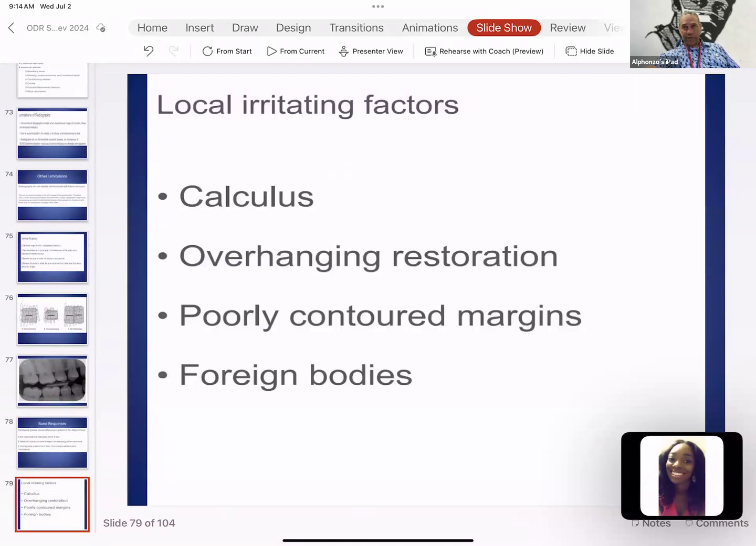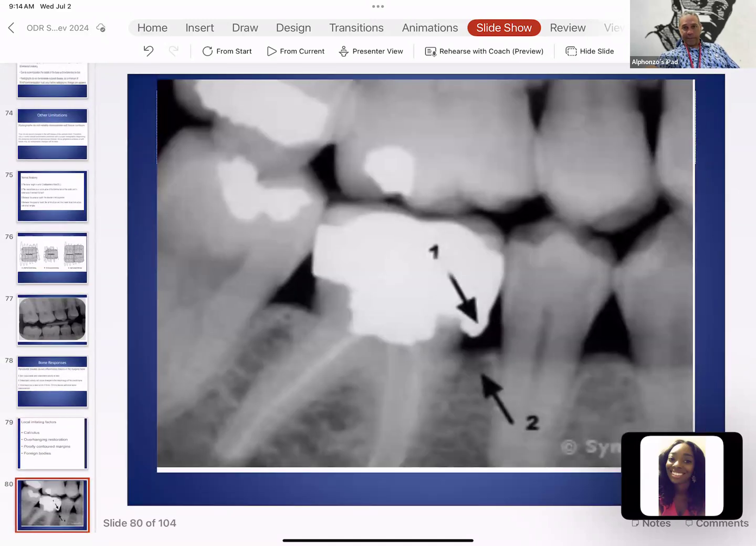So here's some local factors we see: calculus, overhanging restorations, poorly contoured margins, foreign bodies. Here's an overhanging restoration, and then you can see the arrow number 2 shows a little radiolucent area, and that's directly related to food and bacteria packing into that area under that overhang.